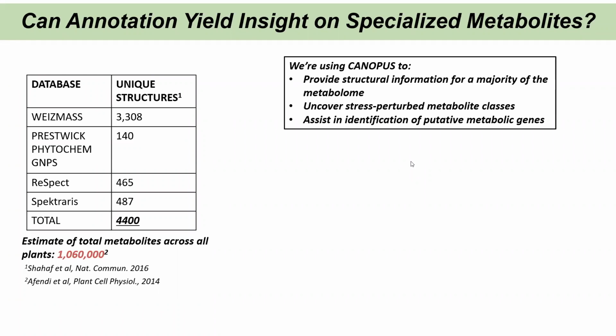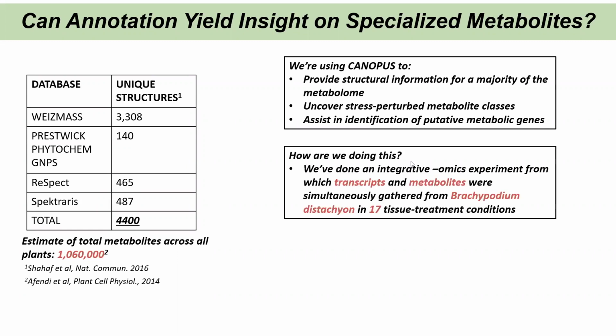So in order to address this, to use CANOPUS for annotation, we're using it to provide structural information for a majority of the metabolome. Particularly, we want to uncover stress-perturbed metabolite classes and assist in identification of putative metabolic genes. I'll get to this part in the third section of my talk. Okay, how are we going to do this?